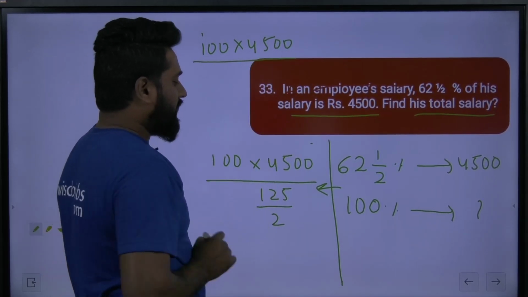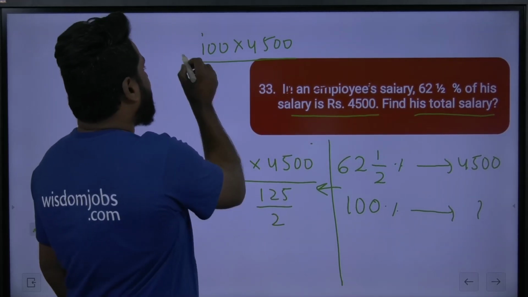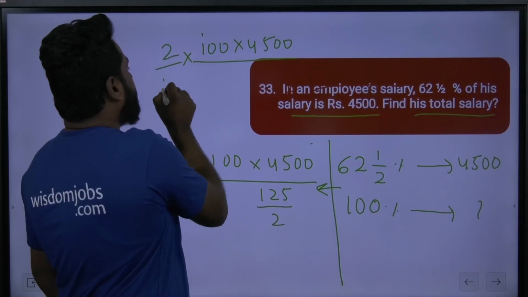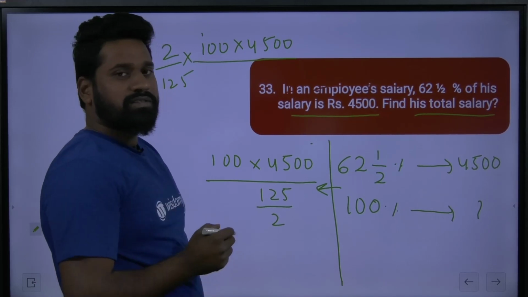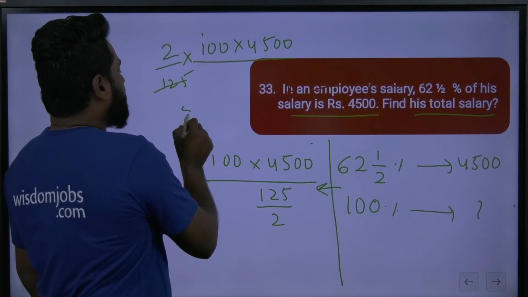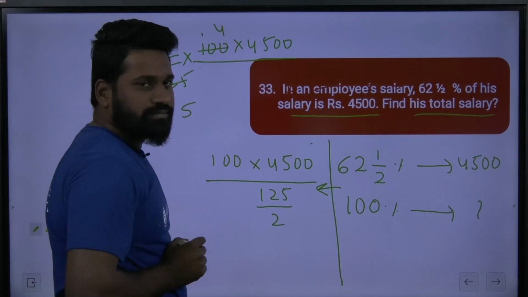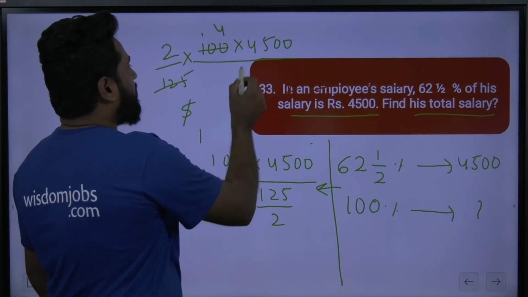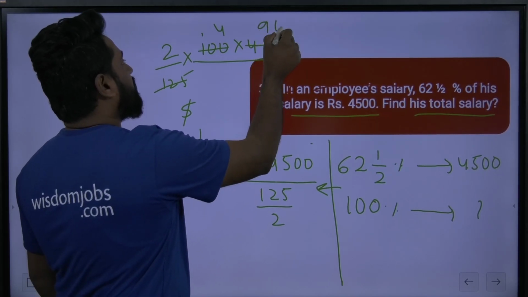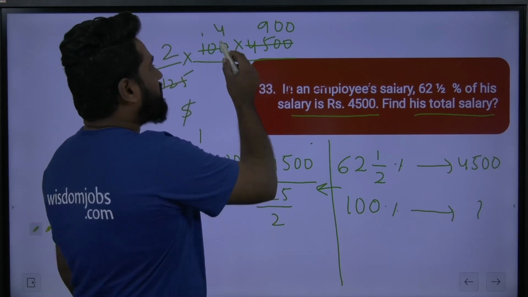4,500 divided by 125 by 2 becomes 2 by 125. That is what I am writing here, 2 by 125. This is the final thing. Here you have to cancel these values. 25 5s are 125 and 25 4s are 100. Coming to the next one, 5 1s, and this is 5 9s, so 900. So here 2 4s are 8.